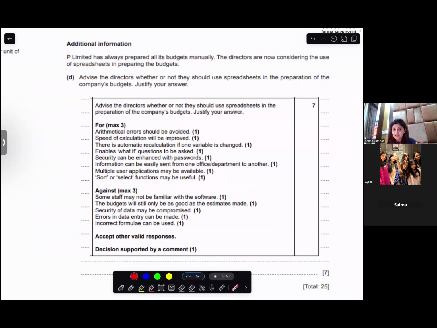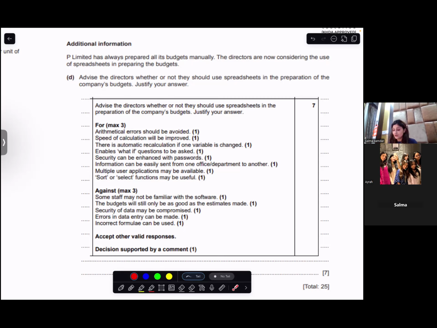Things that are against the spreadsheet: you have to train the staff. It is time consuming, it is expensive. People will not be familiar with the software. If the security of the data is compromised, your information can be leaked. If there is error in the data entry, there will be error ahead. Formulas need to be memorized.